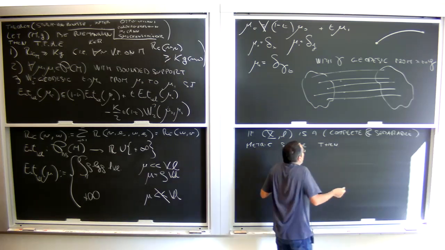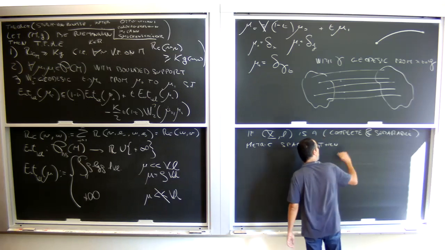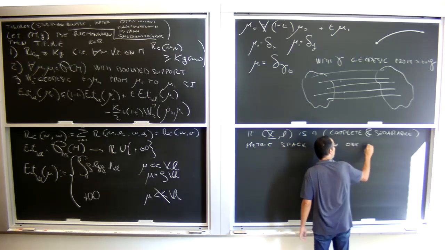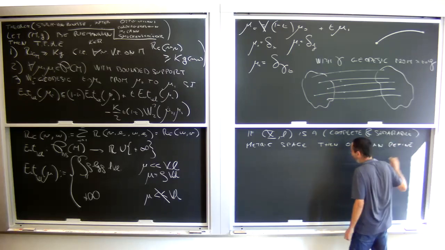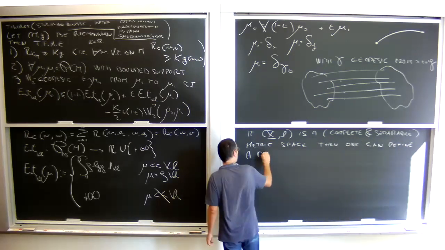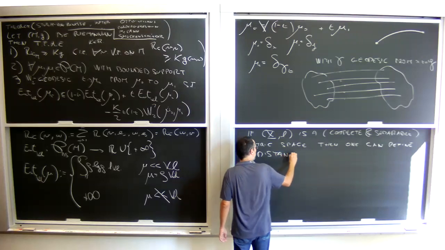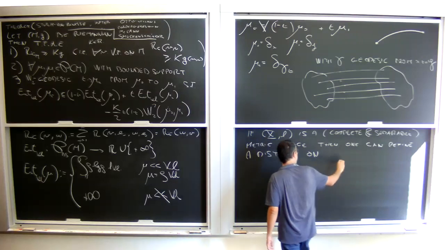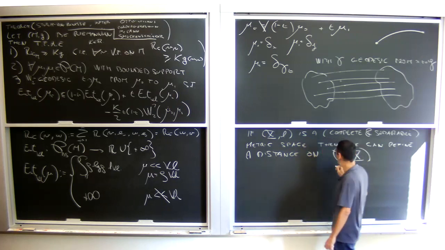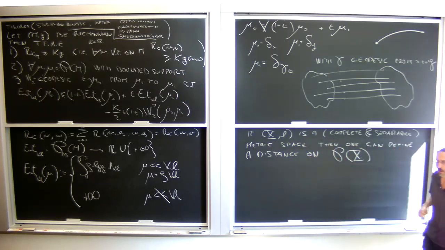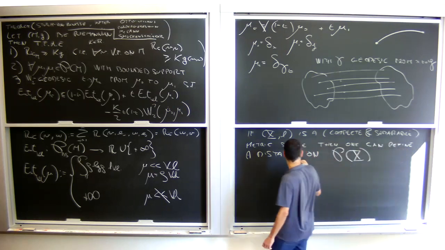Well, there exists, okay, I mean, that's a big claim, but one can define a distance on the space. Okay, let me first say something which is not really true. Of Borel probability measures, okay, and this distance I will call W2.